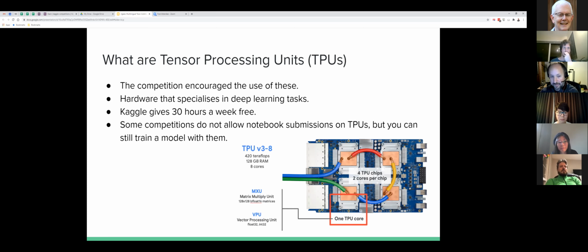And Kaggle actually gives you an amount of time every week free to use these. It gives you 30 hours a week free. So they basically encourage you to use these. Some competitions don't allow you to do notebook submissions on tensor processing units, but you still are allowed to train a model with them. I'm not going to go into too much detail with this, just because it's sort of an aside, but I thought that was an interesting point to bring up.